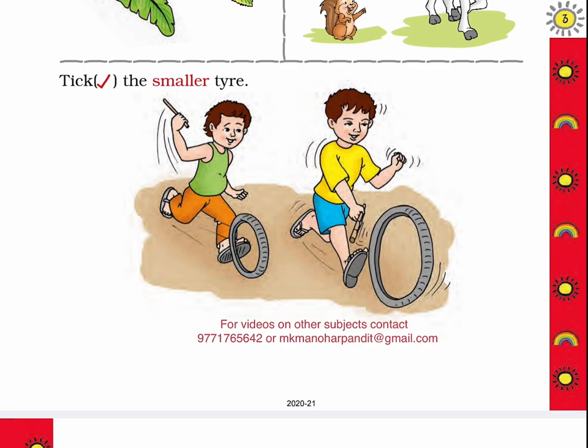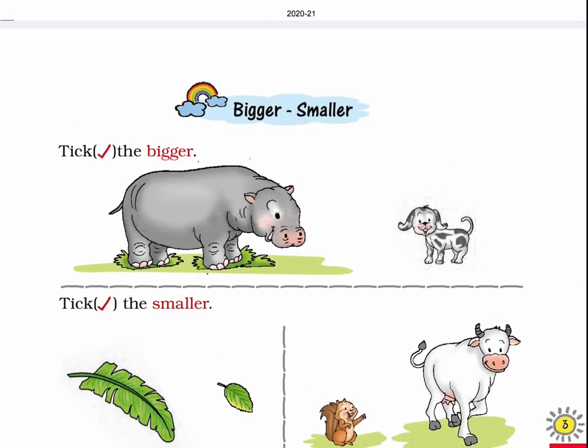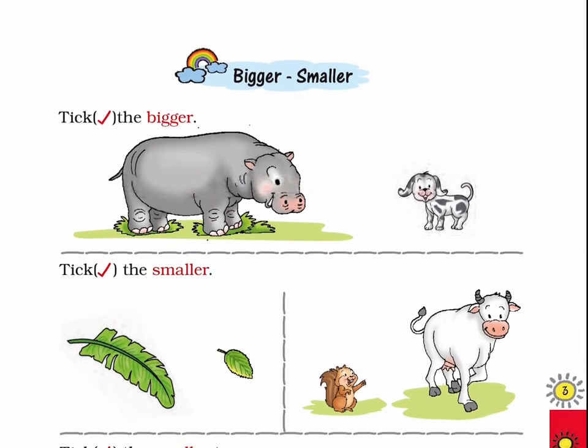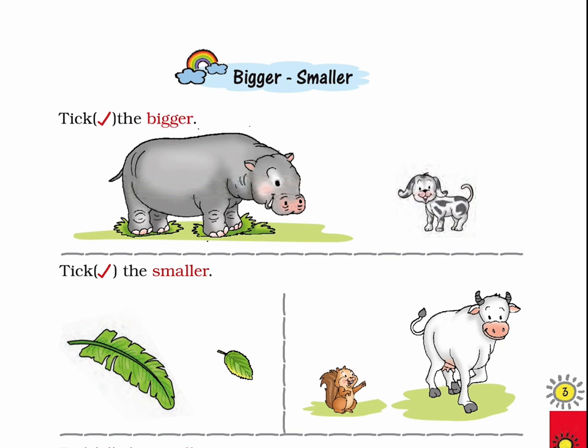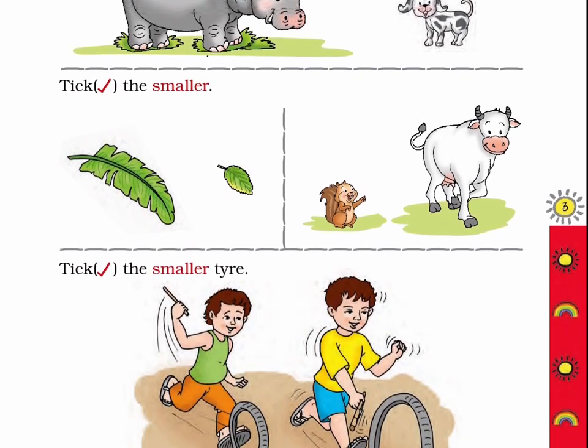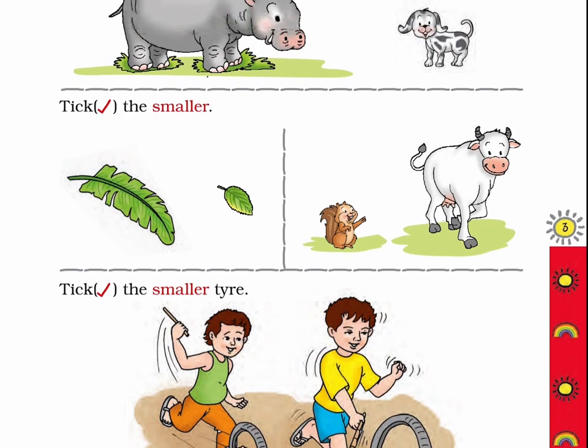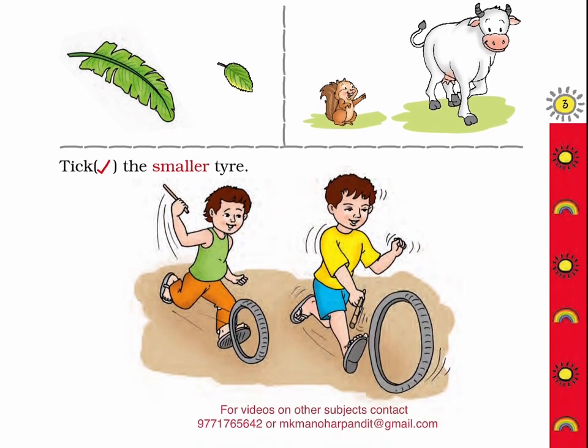Picture 1 on page 3 shows a hippopotamus and a dog. Question 1. Which one is bigger, a hippopotamus or a dog? Identify and tick mark the bigger animal. Picture 2 shows a banana leaf and a neem leaf. Question 2. Which leaf is smaller, a banana leaf or a neem leaf? Identify and tick mark the smaller leaf.